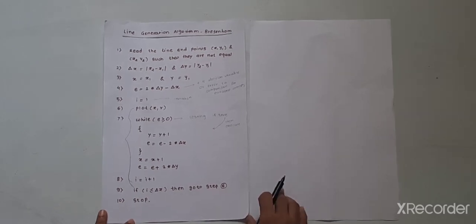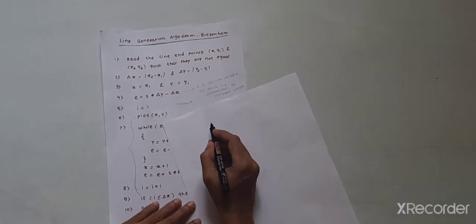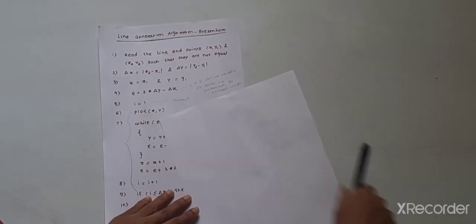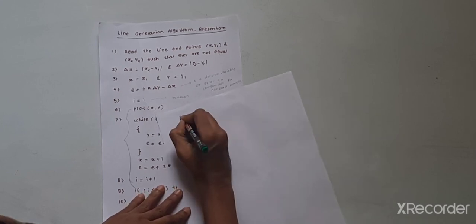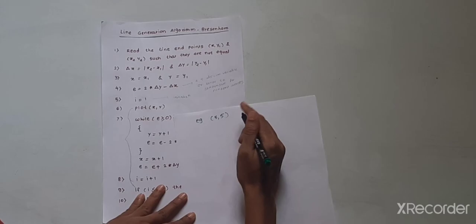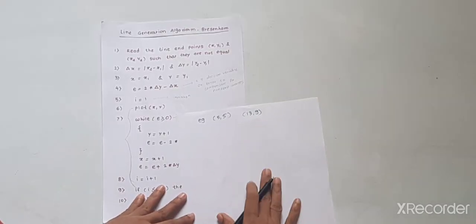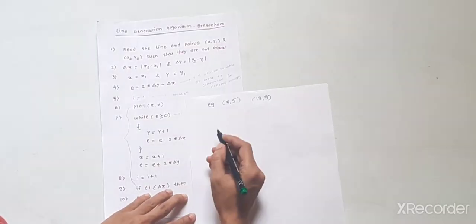Now, let us take one example for this algorithm. Let us consider one example, that is 5, and second point as 13. Here is the 9. So let us solve the example for this one.